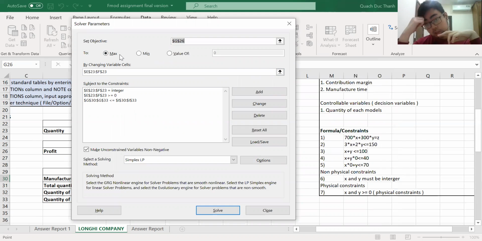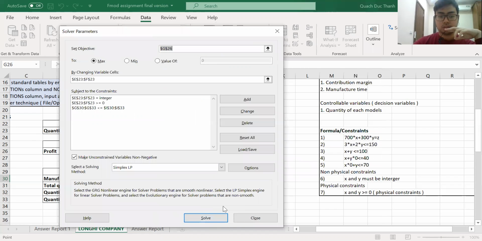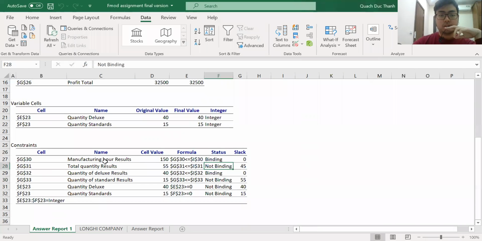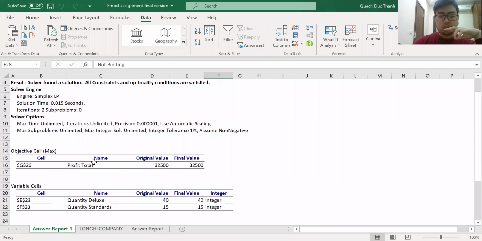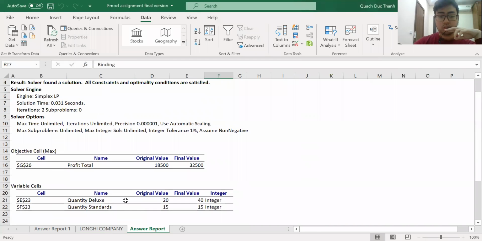And the important condition is that the range row in the result must be smaller than or equal to the range row in the condition. Then we solve it. When we solve it, we can see the result here, the original value and the final value.